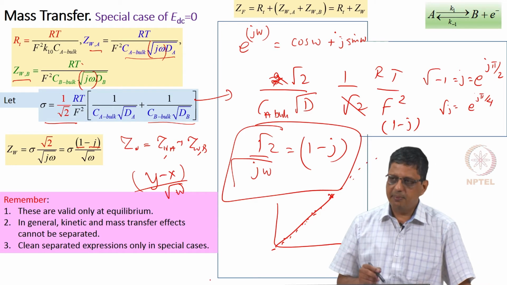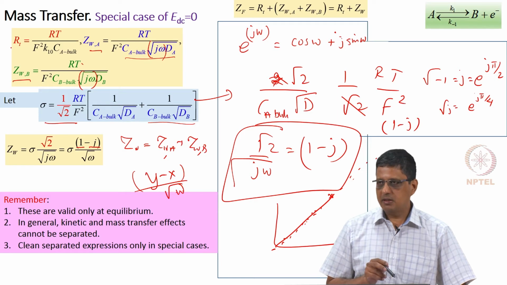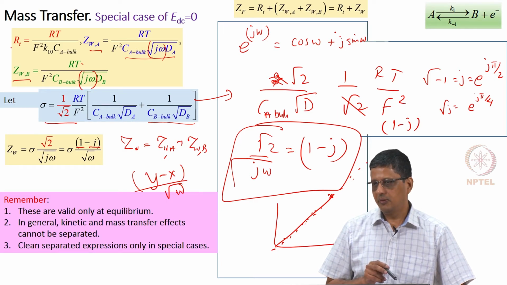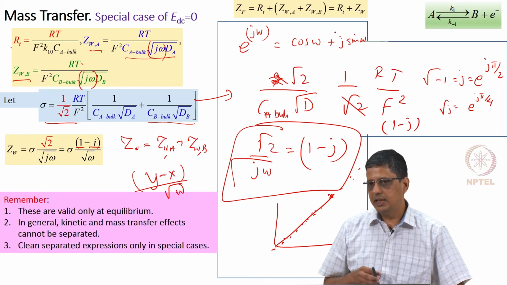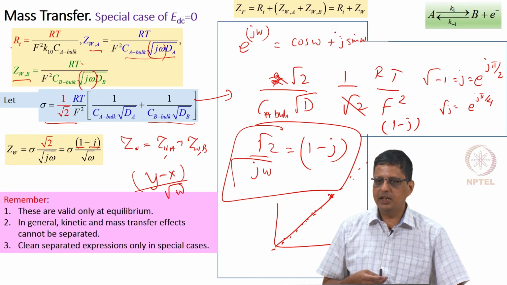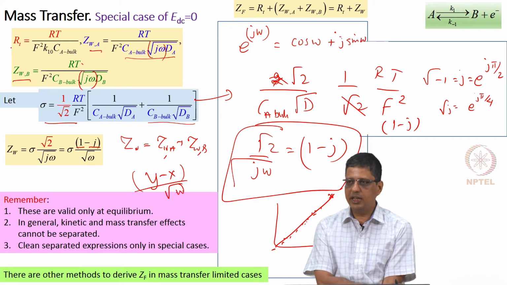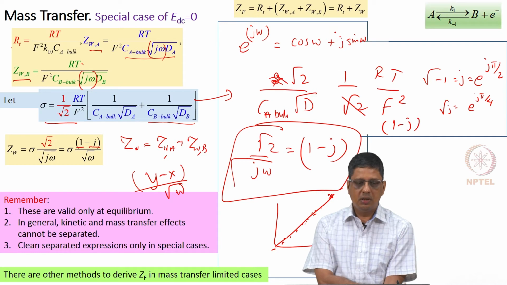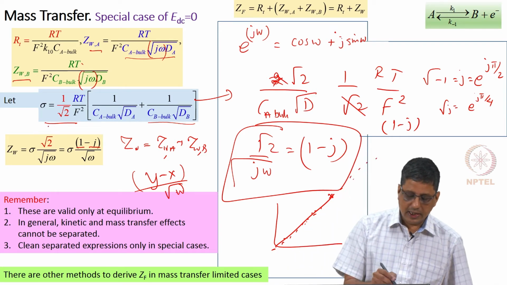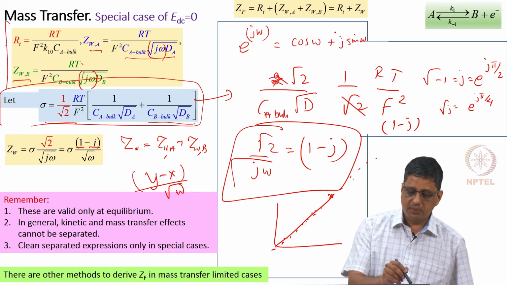The total Faradaic impedance is given by RT, the charge transfer resistance, plus Warburg impedance, and we are able to write it in a clean separate form only under the special condition. It is a simple electron transfer reaction, and we are at ED equal to 0. I just want to mention there are other methods using Laplace transform. There are probably a few other methods where you can get the same expression. You should get the same expression at the end, but typically you get expressions like this for finite as well as semi infinite boundary conditions. You get expressions like this given in the book.